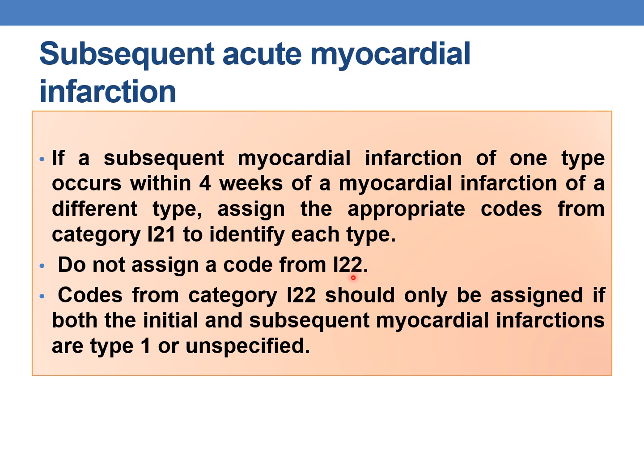The code from the category I22 should only be assigned if both the initial and subsequent myocardial infarctions are type 1 or unspecified. This is important. The codes from the category I22 should only be assigned if both the initial and subsequent myocardial infarctions are type 1 or unspecified. When the types are different, do not assign the code from the category I22.